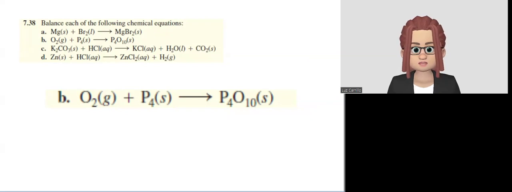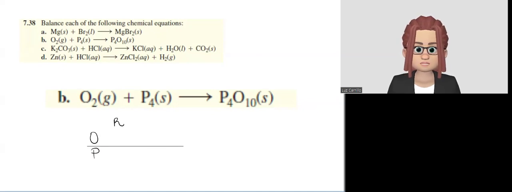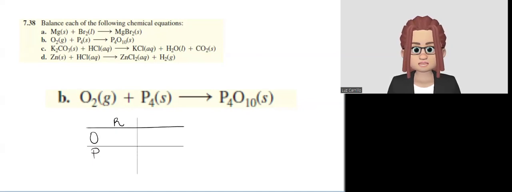This table is going to look very similar to the table that we generated for oxidation number, but understand that this is in terms of balancing the number of atoms in a reaction. So in this reaction, I have oxygen and I have phosphorus. I have the number of atoms in the reactant and the number of atoms in the product.